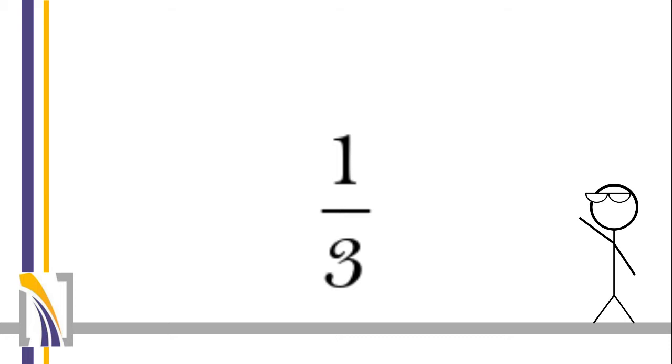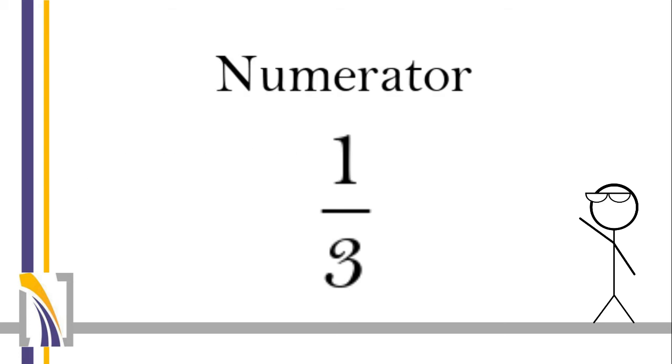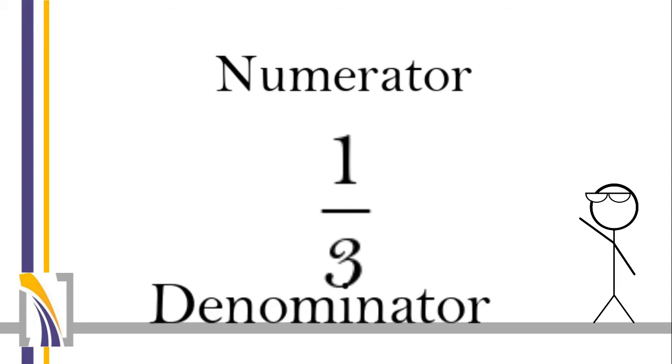The one at the top, we call the numerator. In bahasa Indonesia, pembilang. The one on the bottom, we call the denominator. In bahasa Indonesia, penyebut. So, the numerator is the number or the part of the denominator.